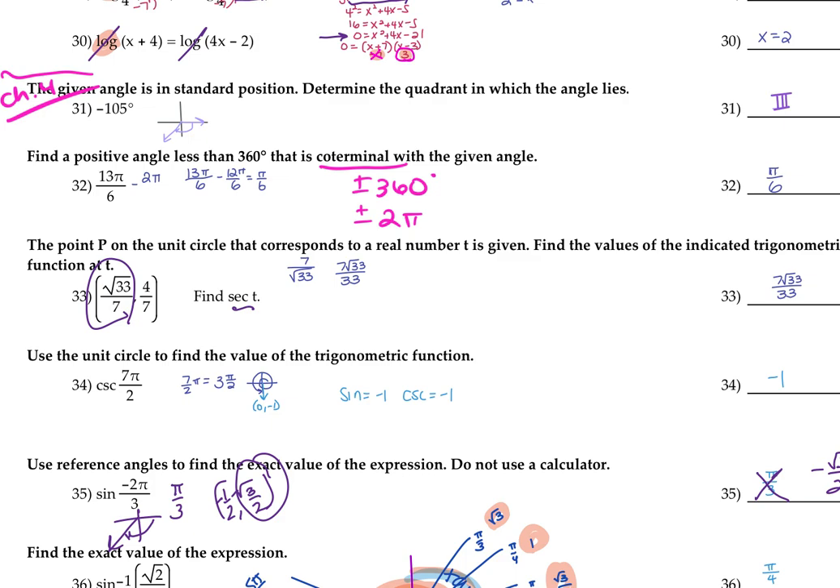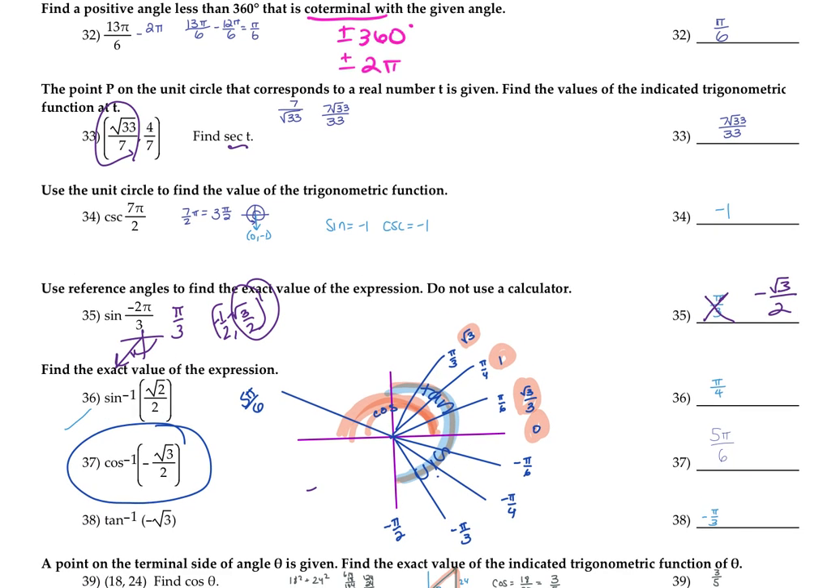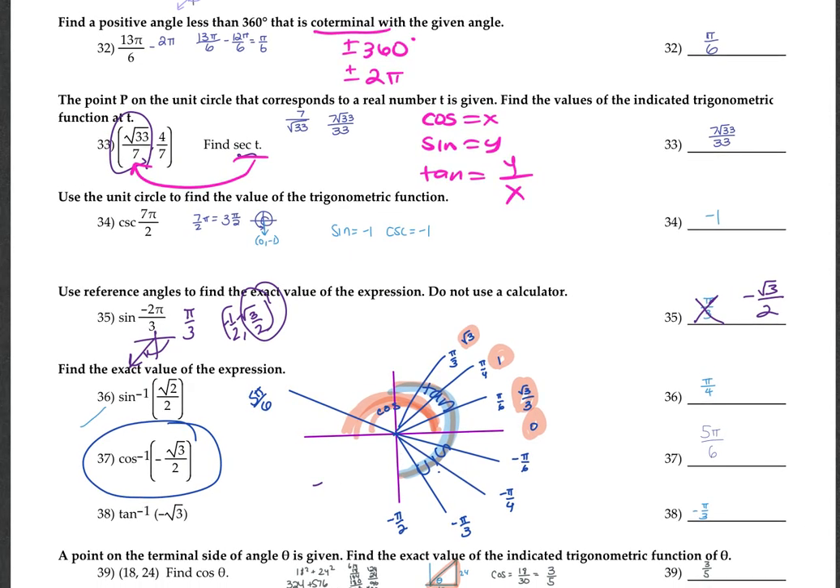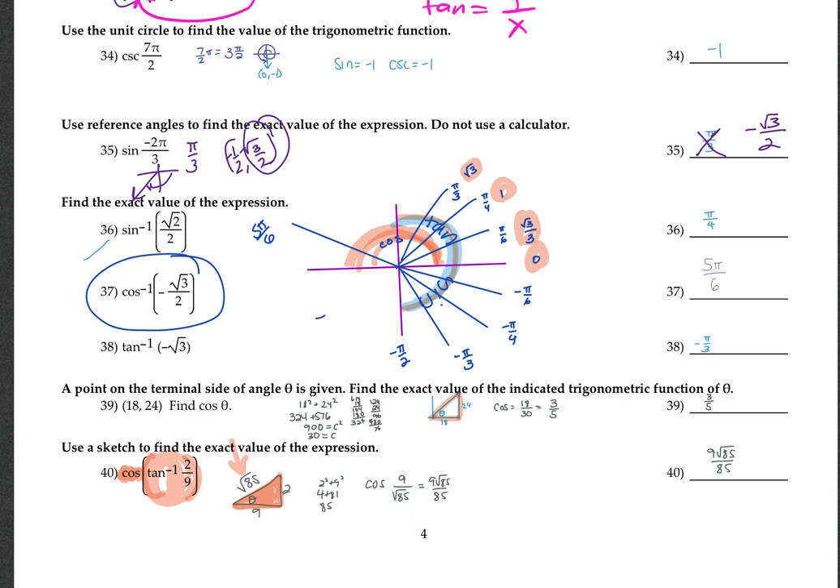Point P on the circle. This is where you would locate your triangle, or if it's secant, we're going to use the sine and flip it, because your cosine is your x, your sine is your y, your tan is your y over x. Hopefully we've done these so many times that that's pretty stuck in your brain. Questions on those? Questions on reference angles?